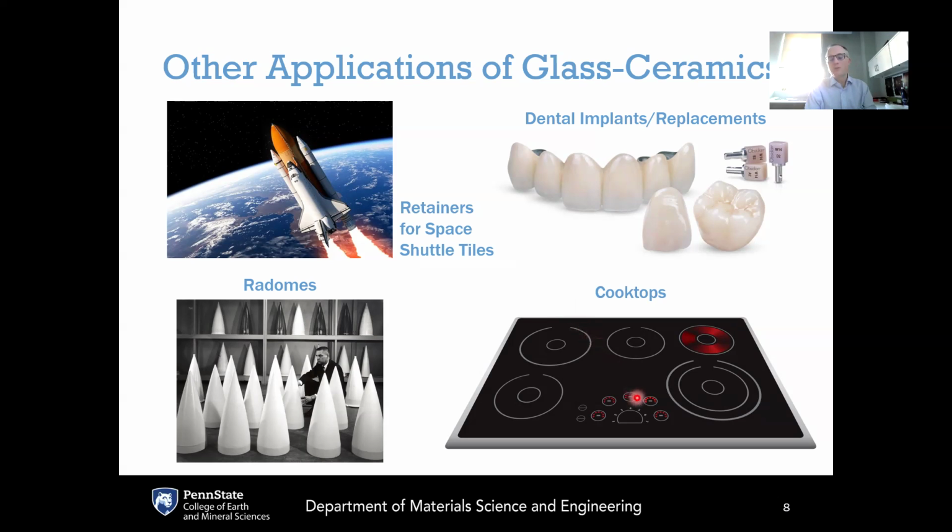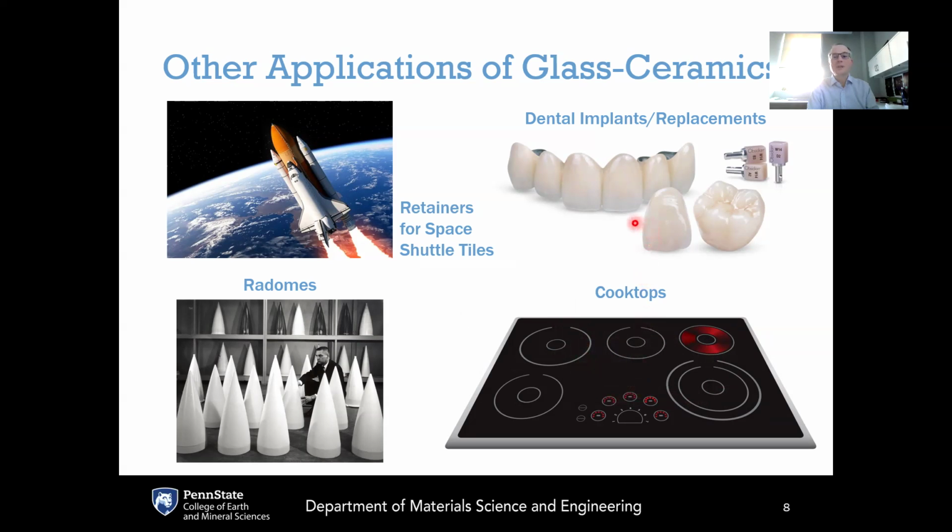They're also used for smooth cooktops. So in this case, the glass ceramics are used because of their superior mechanical properties as well as their thermal properties. So these are rather ubiquitous now in cooktops.